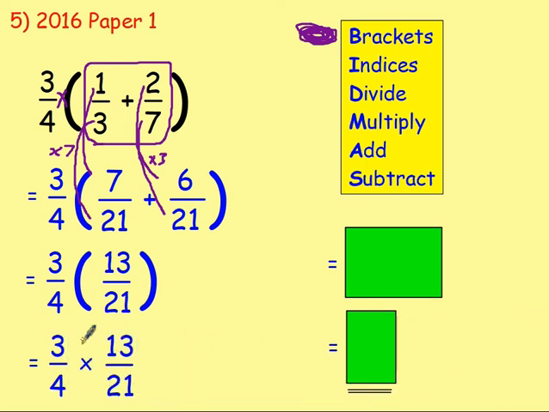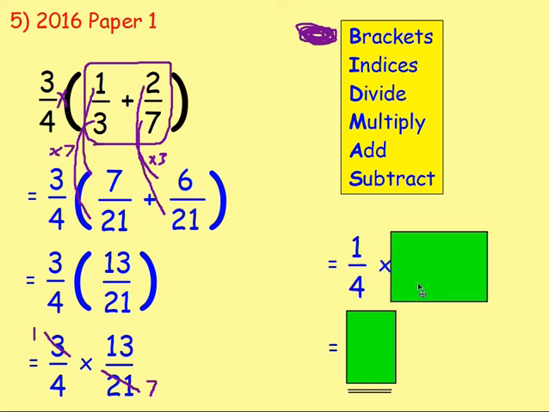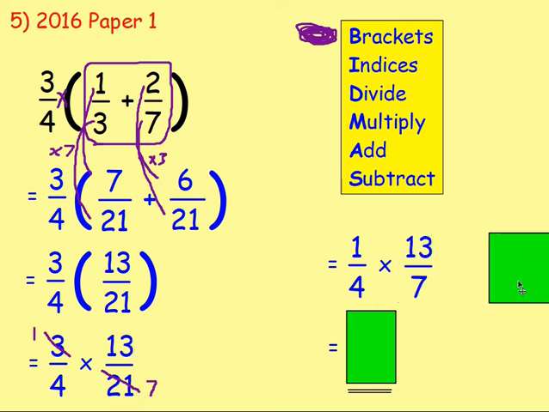To multiply fractions, see if you can simplify first of all. So 3/4 doesn't simplify, 13 over 21 doesn't simplify, but with 3 and 21, they both divide by 3. So 3 divided by 3 is 1, and 21 divided by 3 gives you 7. The 13 and 4, can you divide them by the same thing? No, you can't. So, rewriting this, I've now got a 1 at the top and a 4 on the bottom. And with the 13 over 21, well, that's now a 13 and a 7 on the bottom.